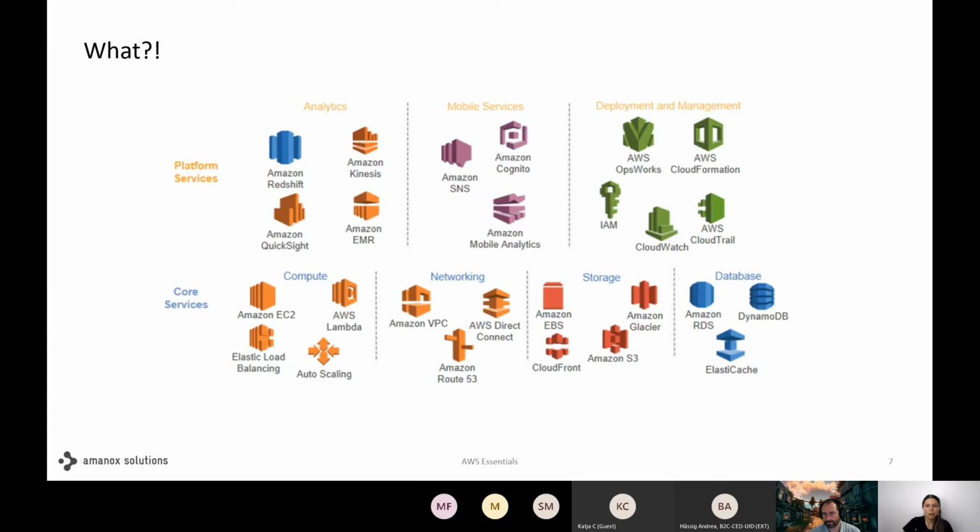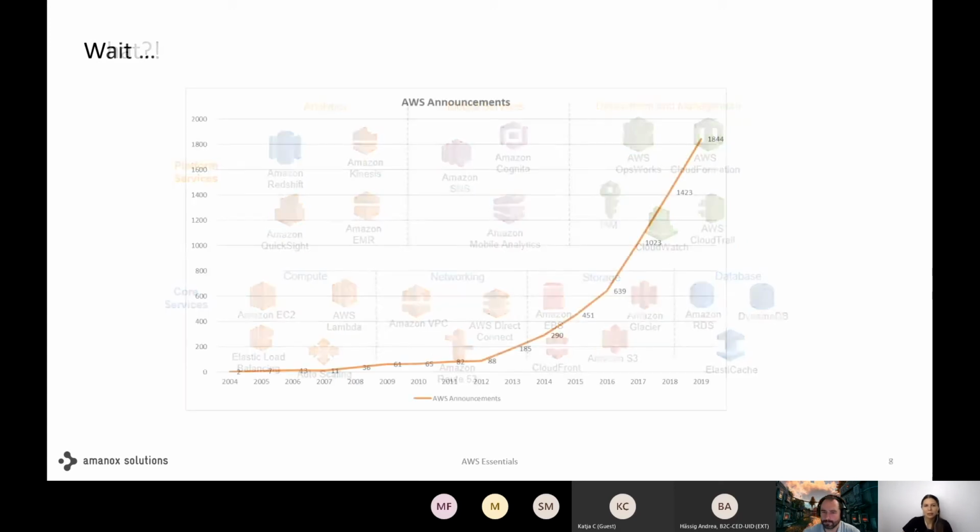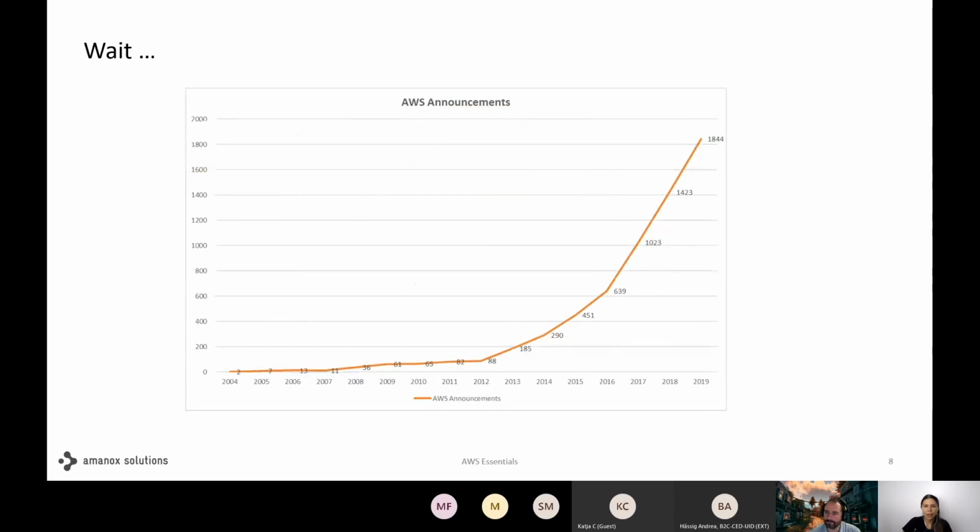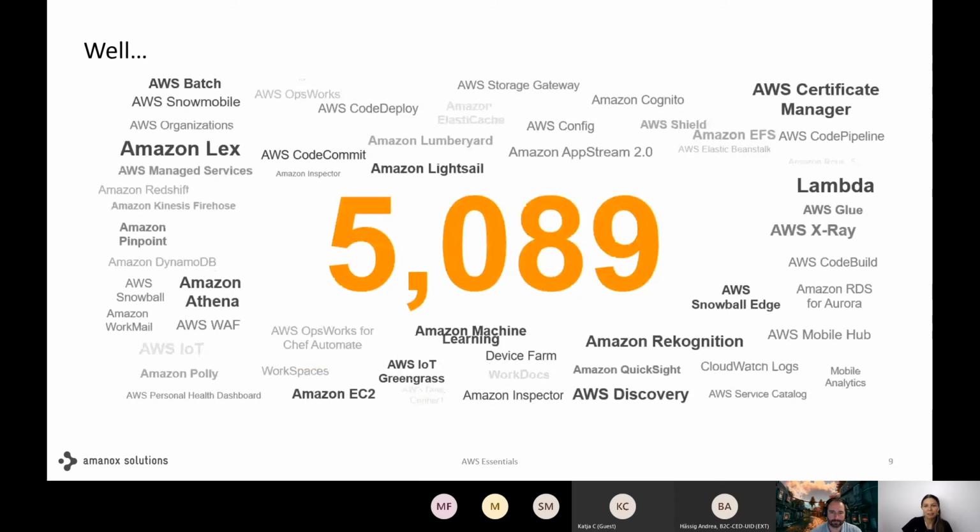As I was saying, this is only an overview of basic services, because every year we have more and more announcements made and new functionalities and services coming up. For instance, in 2019, we had nearly 2,000 announcements. So you can imagine that it's evolving pretty fast, and we also need to keep up with the new functionalities and services. Today we have more than 5,000 services and functionalities that are offered.